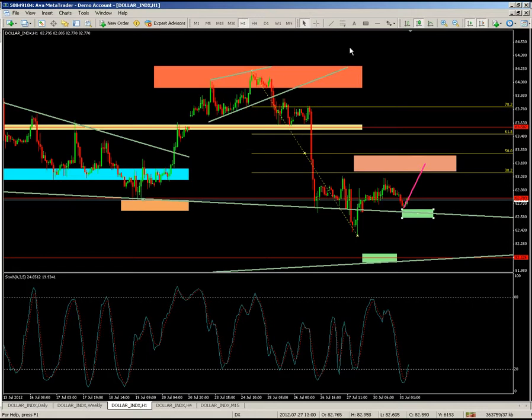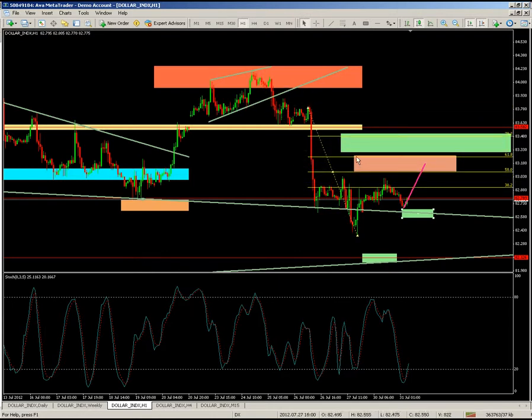So my 4-hour short zone is just above here, and my hourly short zone is just here. So I will be looking for reversal patterns to short from here, and I'll definitely be shorting from up here, from the mid 83 most certainly.